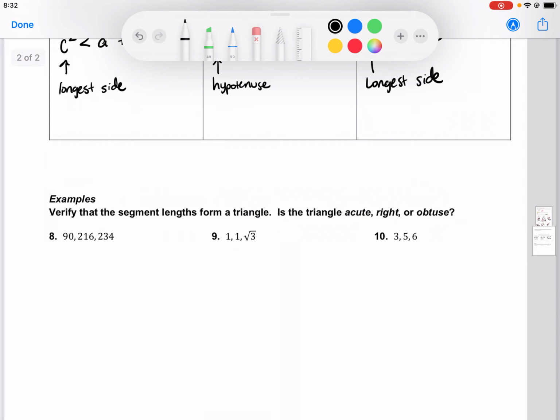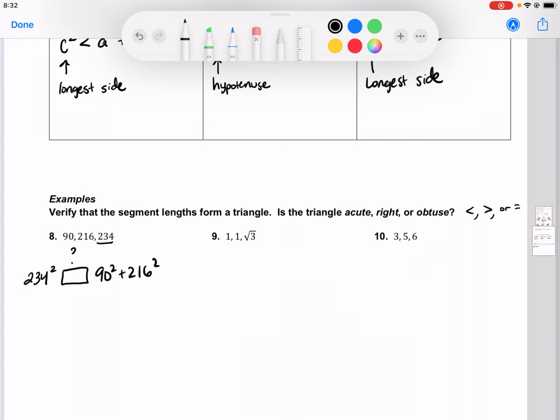So we're going to go to our longest side, and notice they're always written in order. I'll start with 234, the last one. I'll square that. We're filling in the sign, so it's going to be either less than, greater than, or equal to. So we'll do 90 squared plus 216 squared, and then we're going to go ahead and solve these.